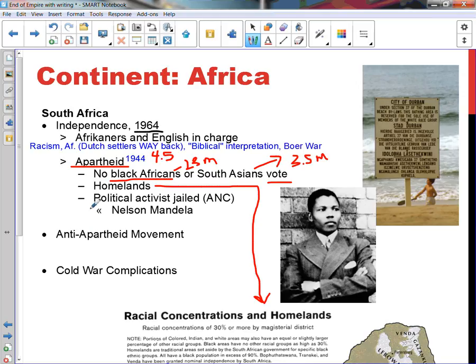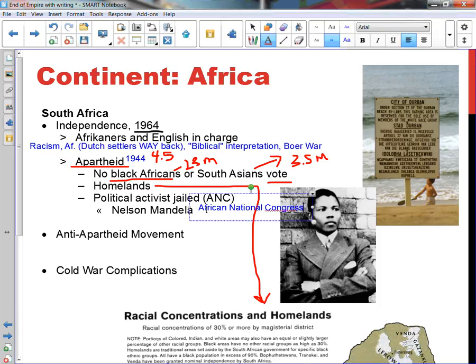If you did decide to vote or join a political party like the African National Congress, you would be put in jail. We're going to spend just a little bit of time learning about Nelson Mandela, since he becomes the first black African president of South Africa.